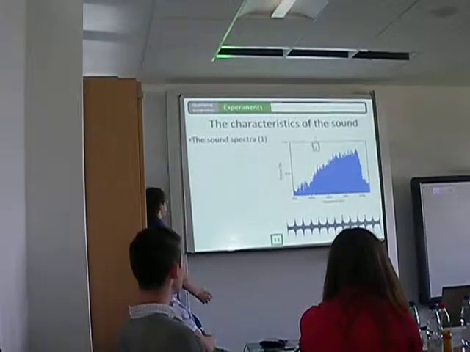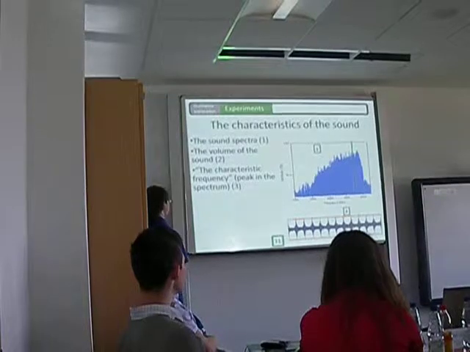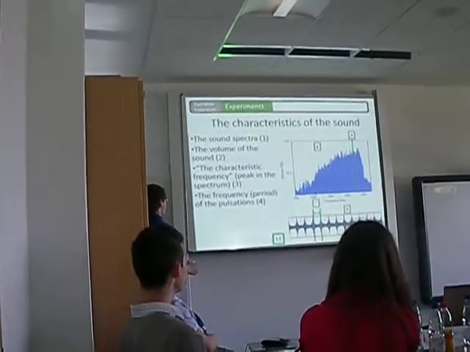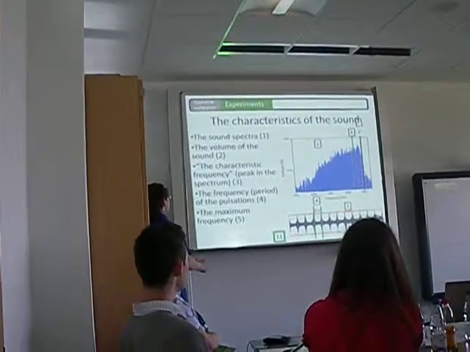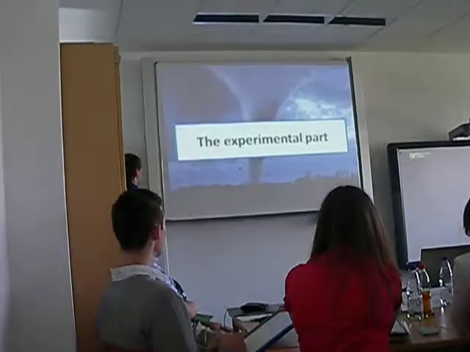Now let's define the useful parameters of our sound. First of all, the sound spectrum, also the volume of the sound, the characteristic frequency, which is defined as a peak in the spectrum, the frequency or period of pulsations, the maximum frequency and the minimum frequency. Now let's proceed to the experiment.